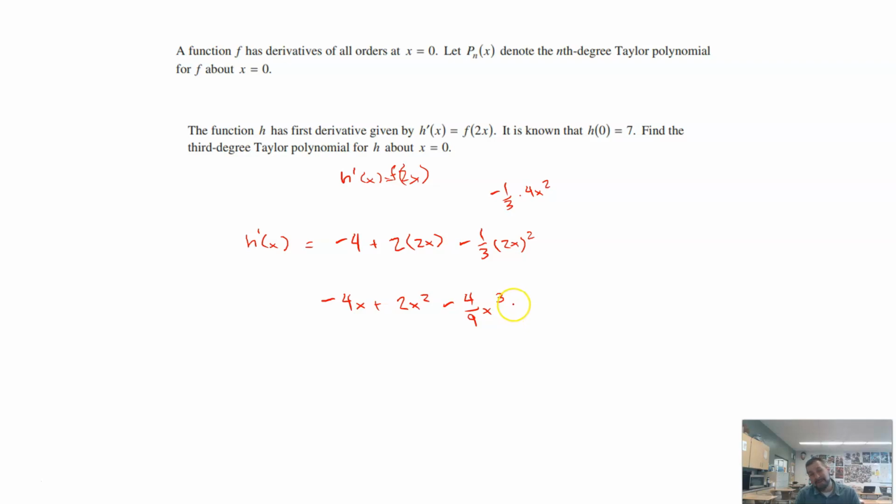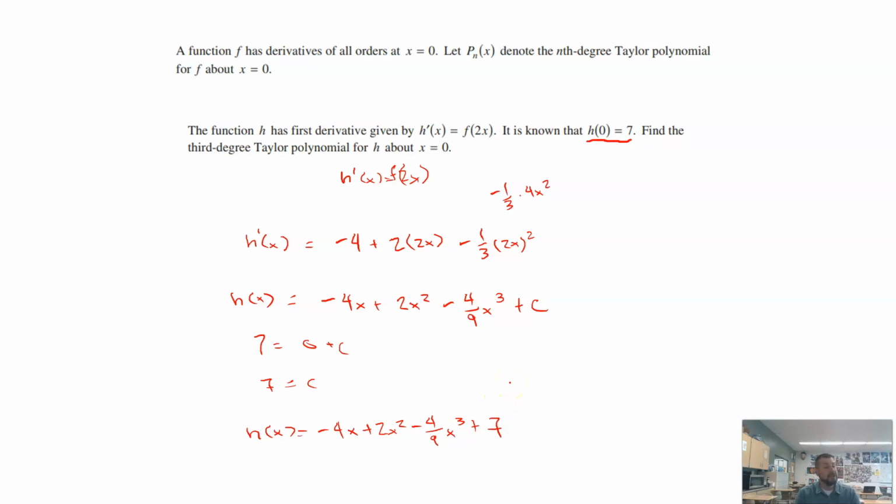Now what I have to realize here is that I have an initial condition, because when I take an antiderivative, I get a plus c. So what I have to do is find out what the plus c is in this case. My plus c is when I plug in 0, all of these turn to 0, and that's equal to 7. So I get 7 is equal to 0 plus c, so c is equal to 7. So what I can say is my original polynomial is negative 4x plus 2x squared minus 4/9 x to the third plus 7, and that is our correct answer.